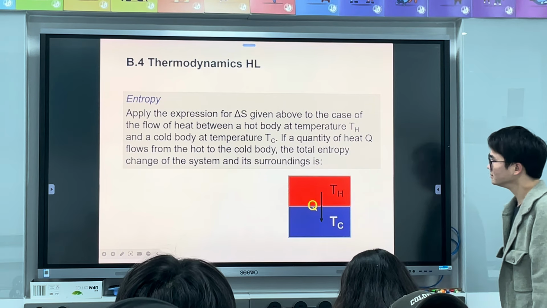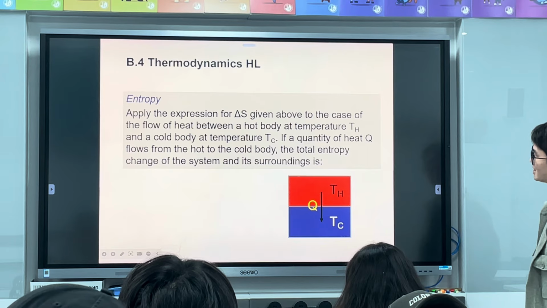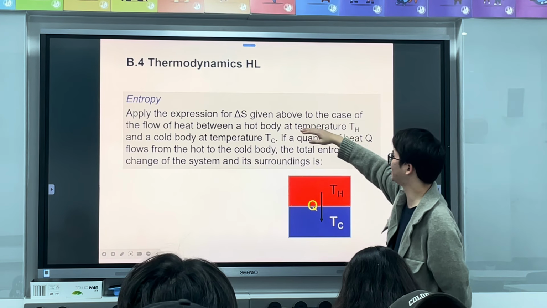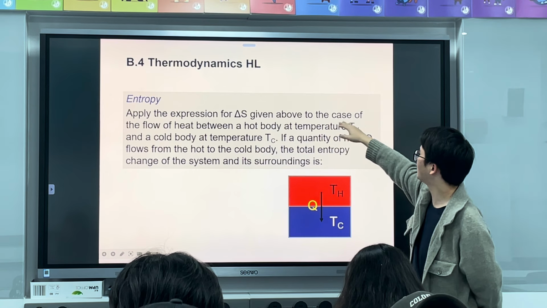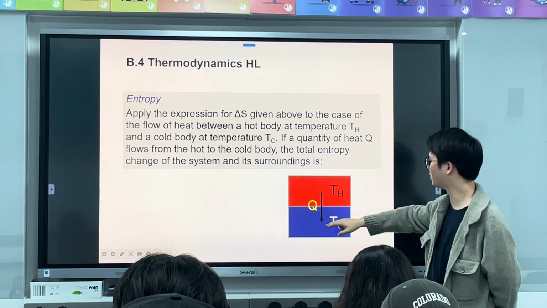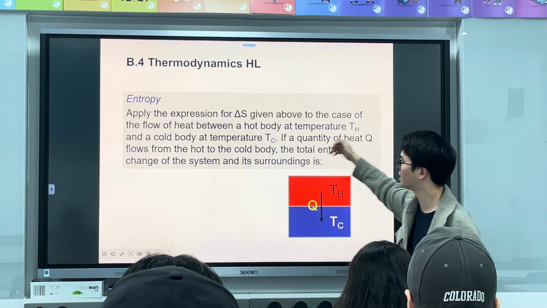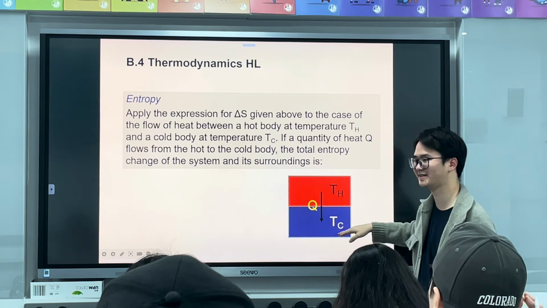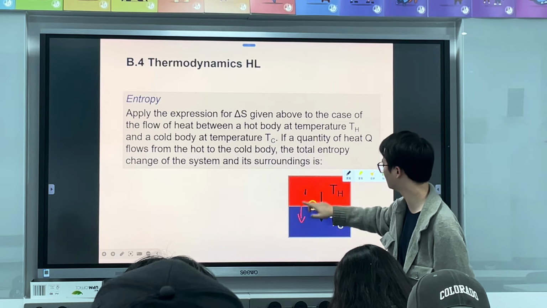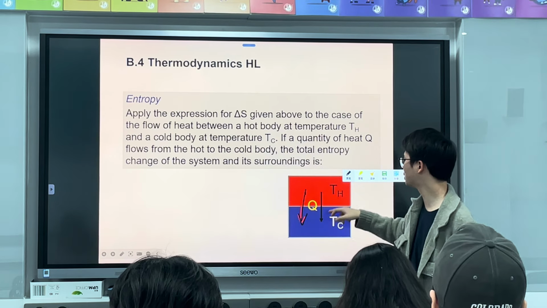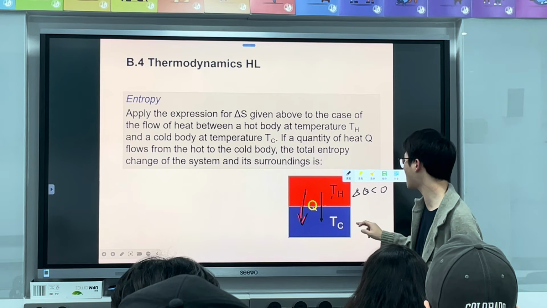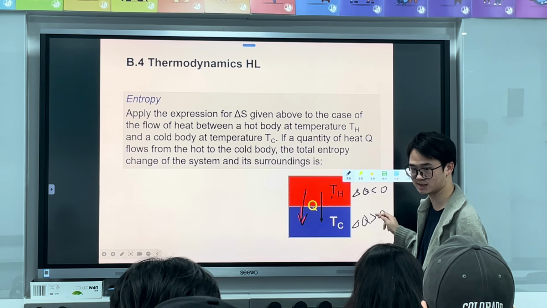Alright. Now, let's think about another situation. Let's say we apply the expression delta S equals delta Q over T. Think about this case: the flow of heat between a hot object at temperature T hot to a cold object at temperature T cold. The heat is transferring away from the hot part to the cold part, right? So for the hot object, delta Q is smaller than 0. For the cold object, delta Q is greater than 0.